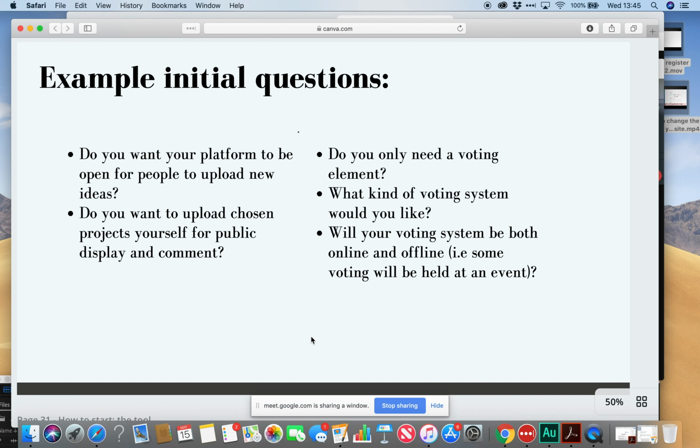Now, voting, we will go a little bit more into detail in the voting webinar, which is next Thursday, the 23rd. But it's just to get you thinking about some of the options that are out there. Will your voting system be both online and offline? Will some of the voting be held at an event, or will there be paper ballot options as well?